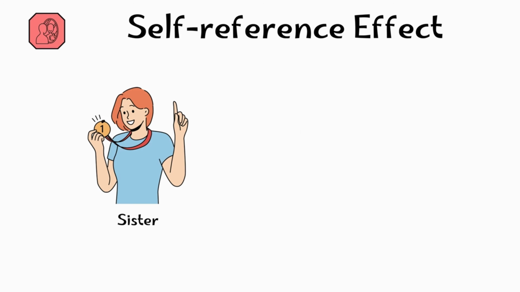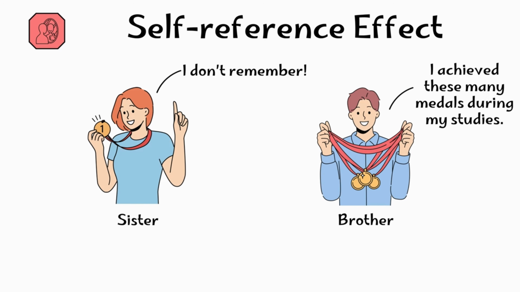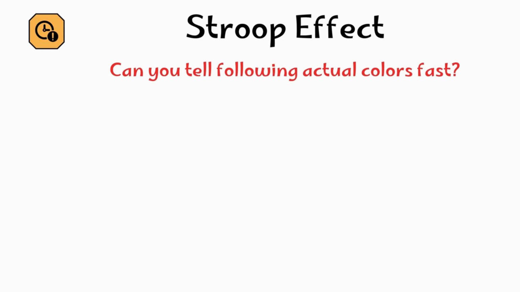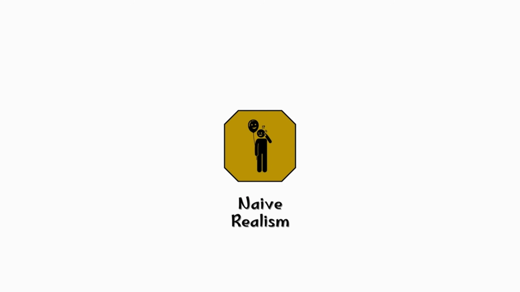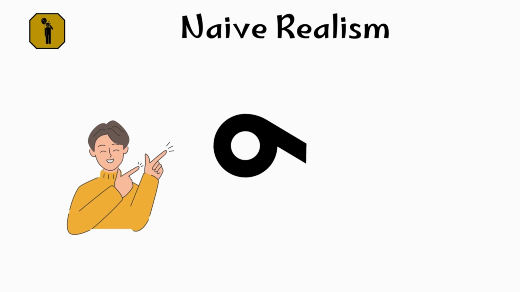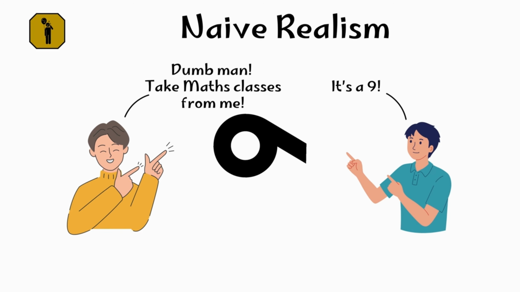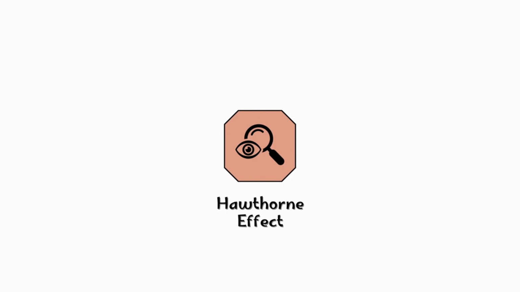Self-reference effect. We remember information about ourselves better than information about others. Stroop effect. It's the delay in reaction time when the meaning of a word conflicts with how it's visually presented, like reading the word red written in blue. Naive realism. It's the belief that our view of the world is completely accurate, and those who disagree with us are mistaken or biased. Hawthorne effect.